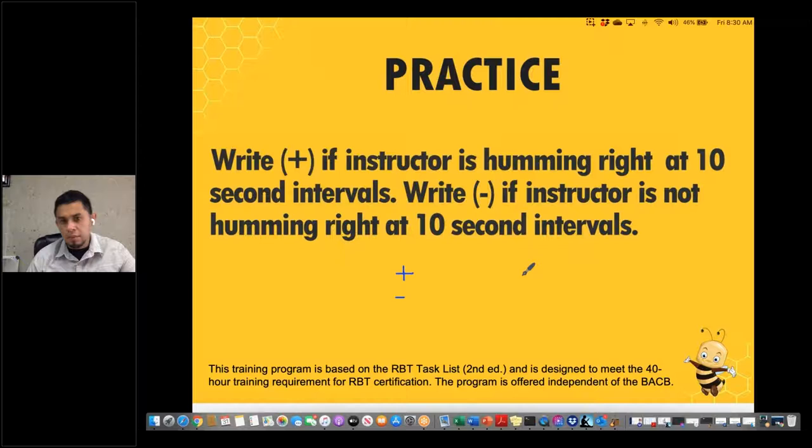Okay, all right, so that's it. So we have four opportunities. With my data, I was able to record three out of four opportunities where I was humming right at the 10 second mark. So here, I was humming 75% of the time, okay? That's how you will record your data. All right. Move on to the next slide.